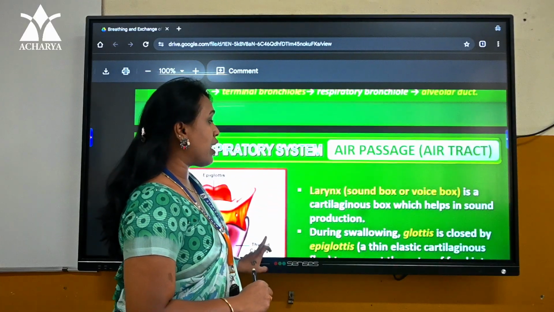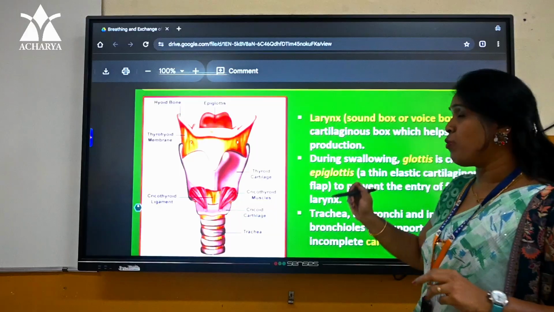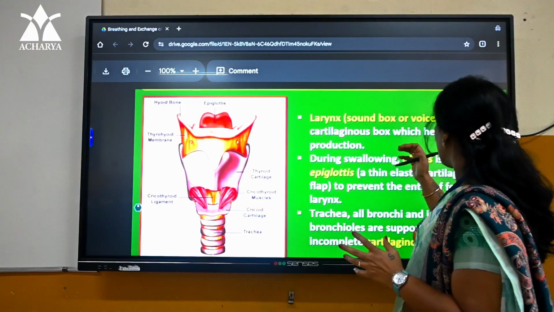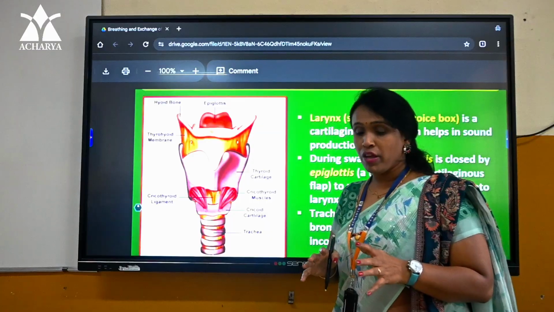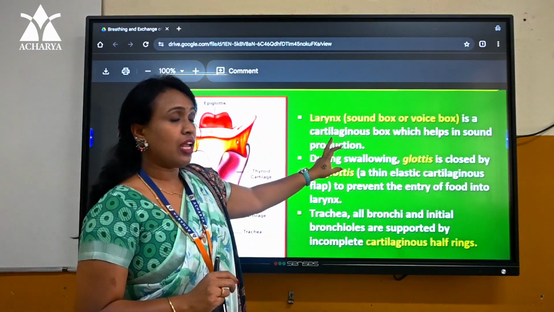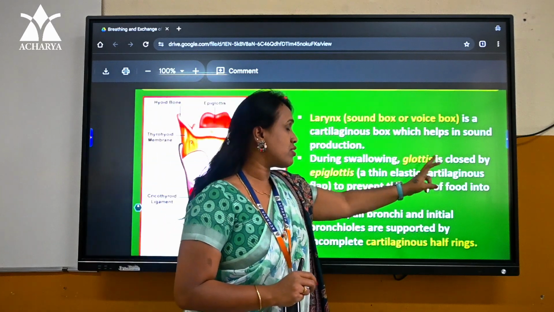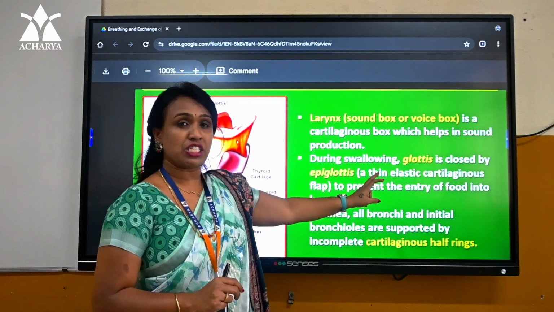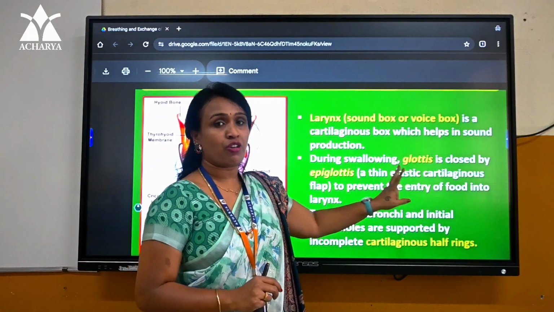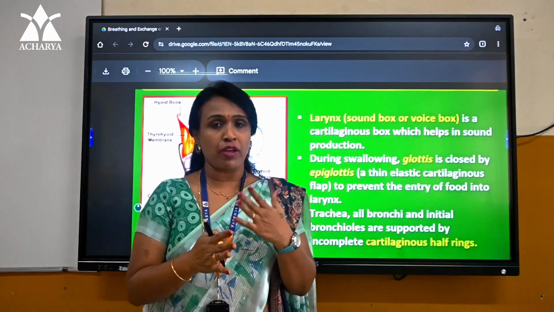And coming to the air passage, the larynx, which is also called the sound box or voice box, is a cartilaginous box which has vocal cords. The vocal cords are present and they help in the production of sound. During swallowing, the glottis is closed by the epiglottis, which is a thin elastic cartilaginous flap, to prevent the entry of food into the larynx.